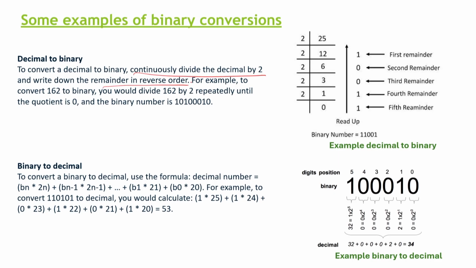For example, if it is 162 to binary, divide 162 by 2 repeatedly until the quotient is 0, and this way you are going to get a string of 1s and 0s. Here are some examples that are given. You can practice with different numbers to get the binary code.